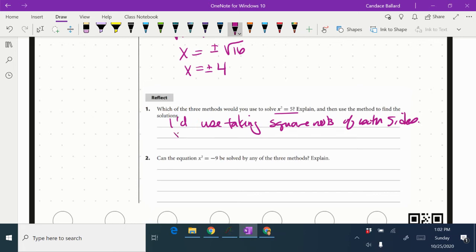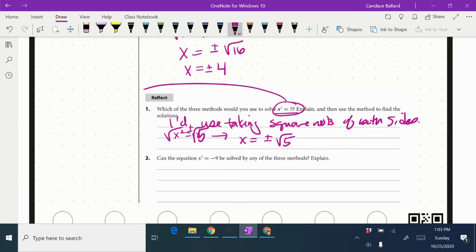So what I would do is I would write x squared equals 5. And then I would take the square root of both sides. Remember to write plus and minus out front. So I would get x equals plus or minus square root of 5. And that's weird because it's a radical number. However, that's what it is.